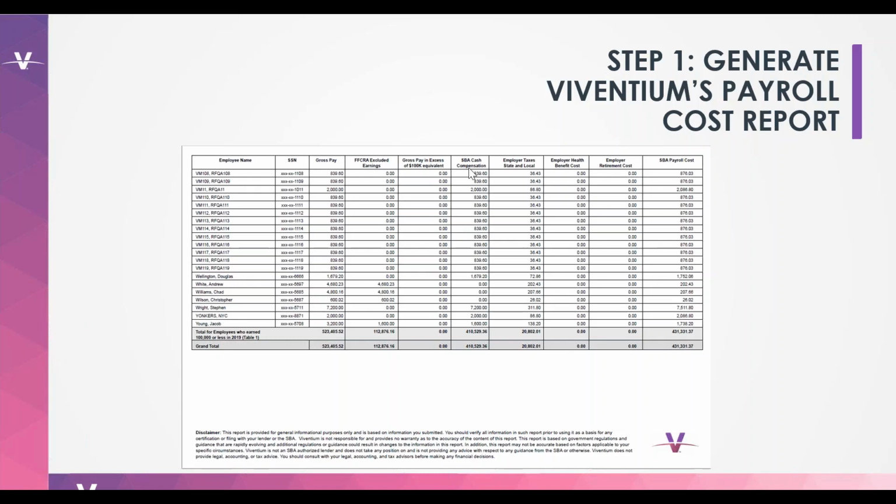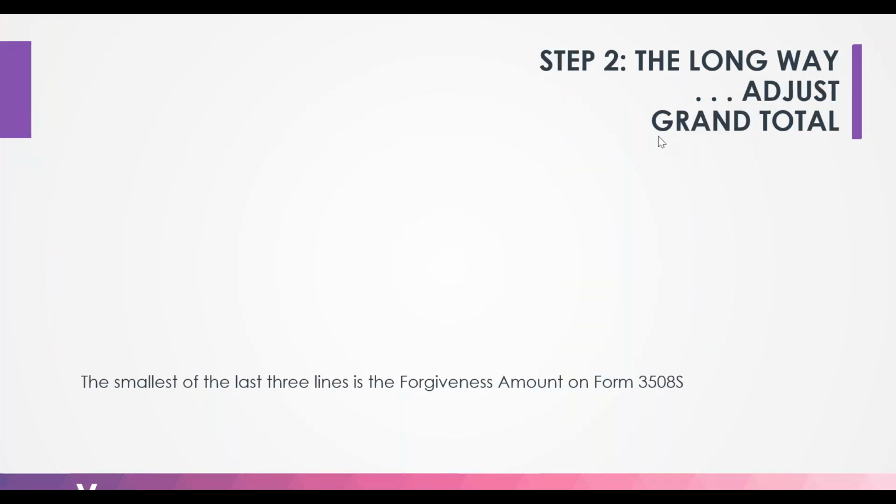That's a catchword on the forgiveness forms. How much was the cash compensation? And then, of course, you get to include any employer state and local taxes paid, any employer health benefits paid on behalf of employees, and any employer contributions to employee retirement plans. And the total on that report is called the grand total, which is what flows through, of course, to the long form, the long application. And that's really the starting point of the SBA forgiveness, of the simplified forgiveness process.